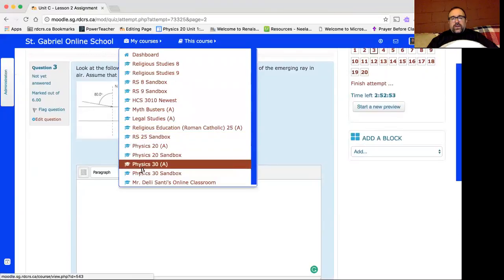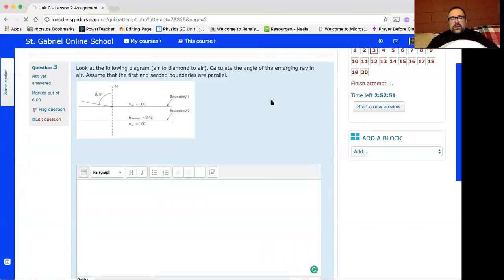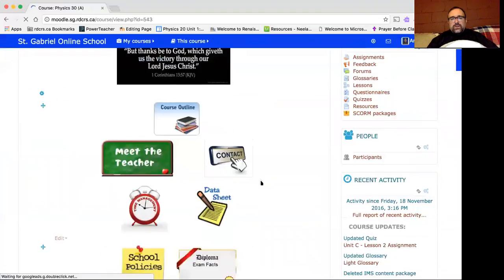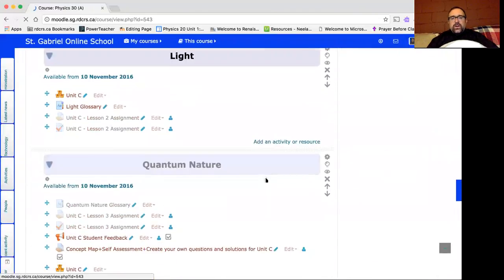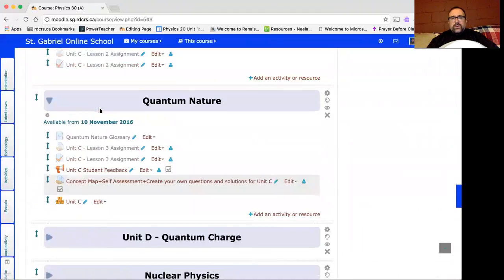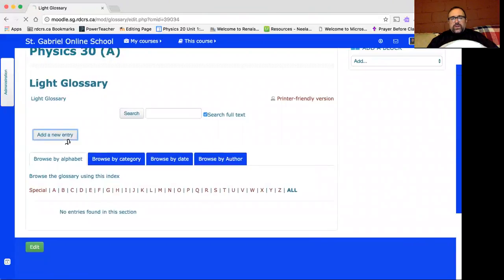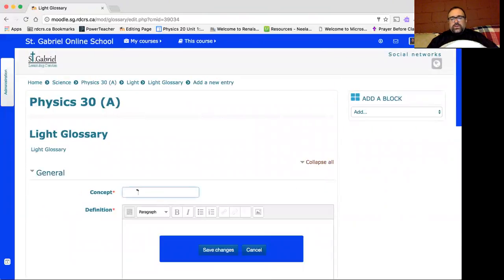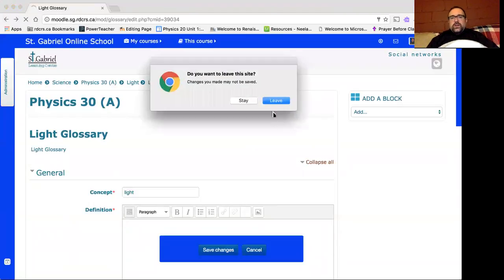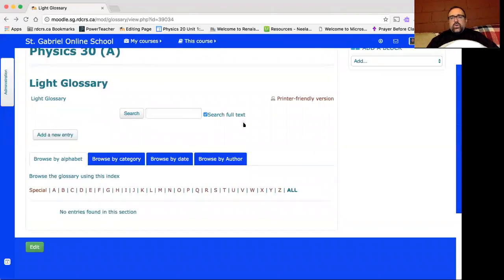The other thing that I wanted to talk about is the glossary. There is a glossary for each of the following topics now. How does it work? Basically, you have to add a new entry and define a word. So just put the word, like saying light, and then define it. It's for you to have a reminder of what terms are in that unit, because you will find those terms in your lessons, which are now packed into one.